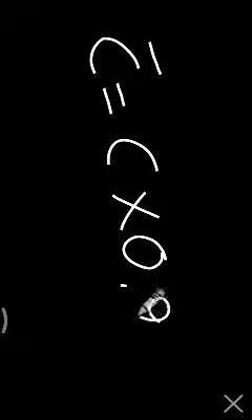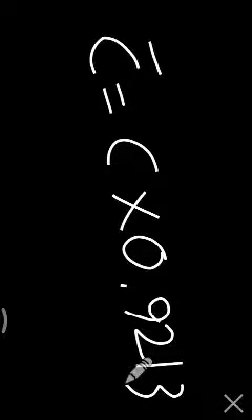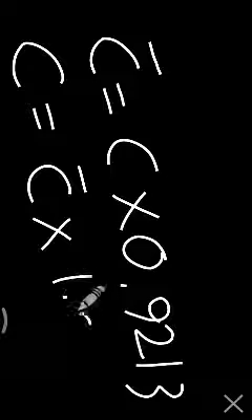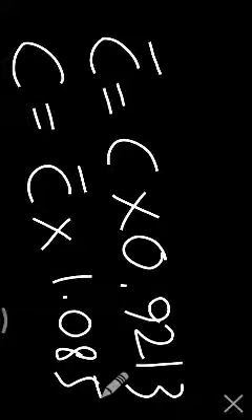If you want to calculate C bar from C, then use C into 0.9213. This is the conversion factor. Or if you want C from C bar, multiply C bar by 1.085. These are the conversion factors.